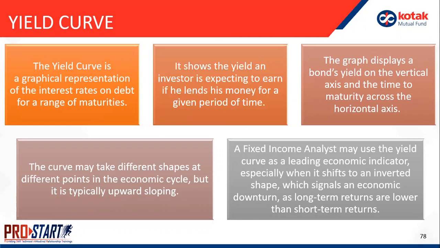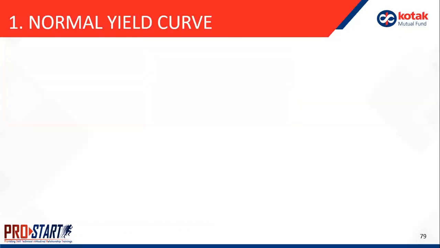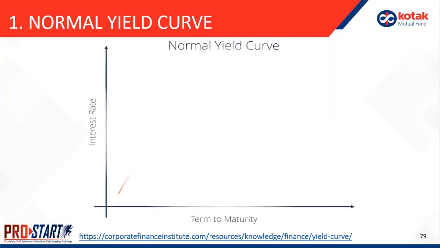Let's understand the first type of yield curve, which is known as a normal yield curve. So the graph of this yield curve is there for you. If you look at this graph carefully, you realize that the interest rate increases as the term to maturity increases. So the slope is obviously upward and a steep one.